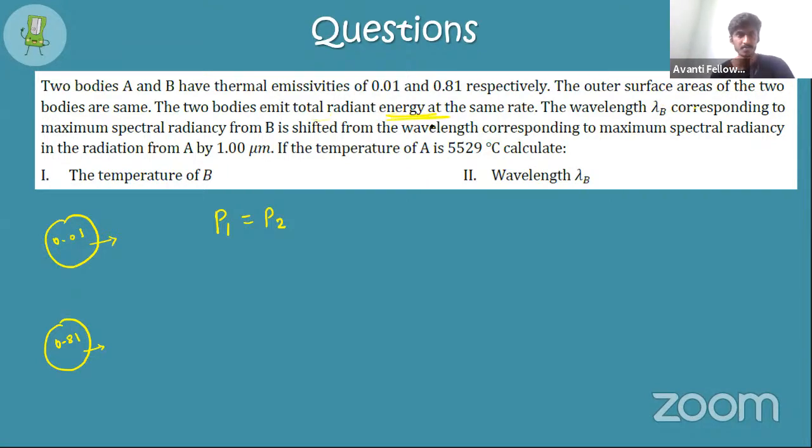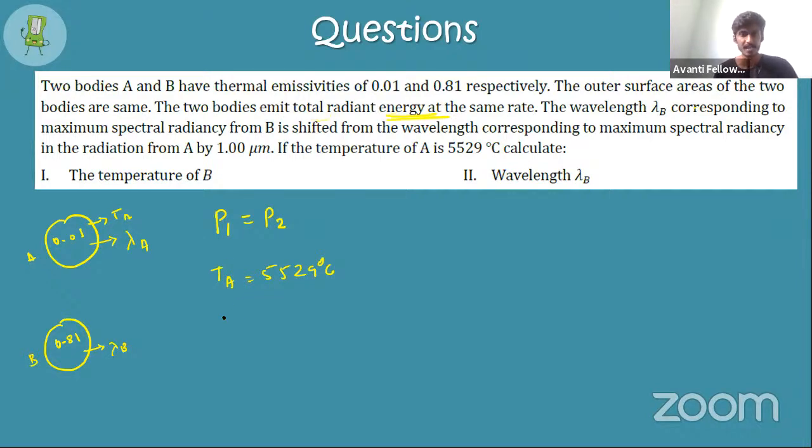The wavelength lambda B corresponds to the maximum spectral radiancy of B. So this is object A and object B, and it gives lambda B as the maximum wavelength. The wavelength lambda B corresponding to maximum spectral radiancy from B is shifted from the wavelength lambda A corresponding to maximum radiancy by A, and they differ by 0.1 micrometer. As simple as that. Now the temperature of A is given as 5529 degrees Celsius. So temperature is also given for this.